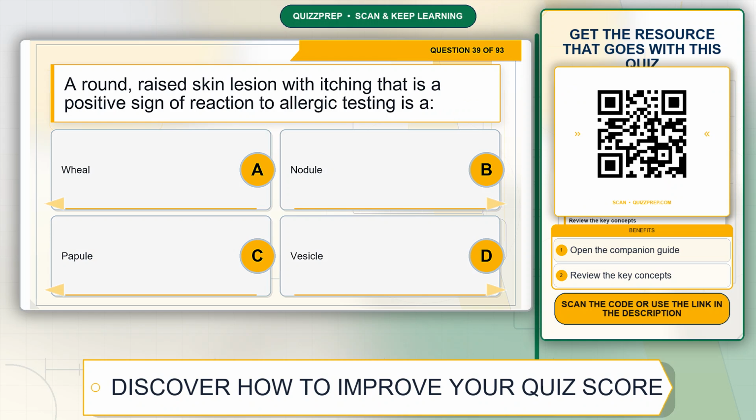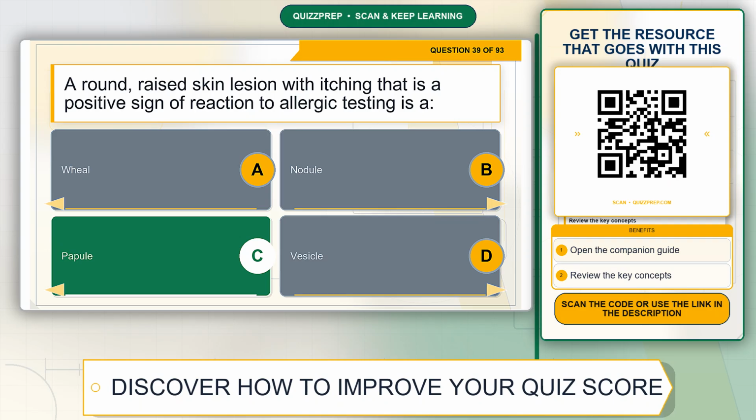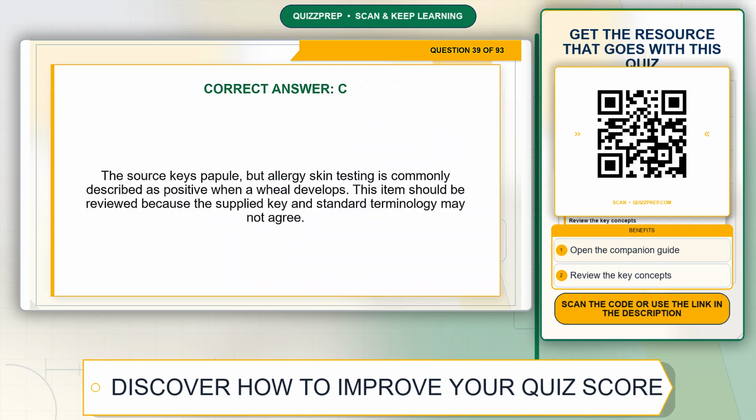Question 39. A round, raised skin lesion with itching that is a positive sign of reaction to allergic testing is: Option A, wheal. Option B, nodule. Option C, papule. Option D, vesicle. The correct answer is option C, papule. Explanation. The source key is papule, but allergy skin testing is commonly described as positive when a wheal develops. This item should be reviewed because the supplied key and standard terminology may not agree.